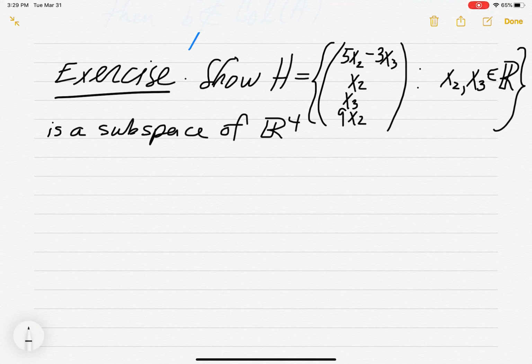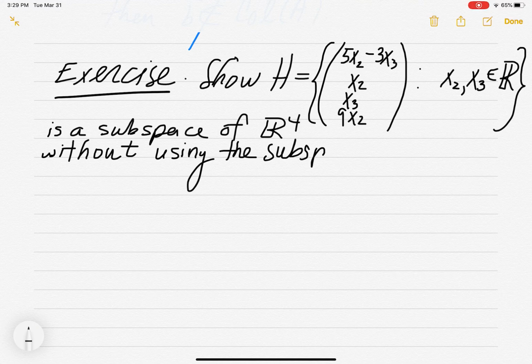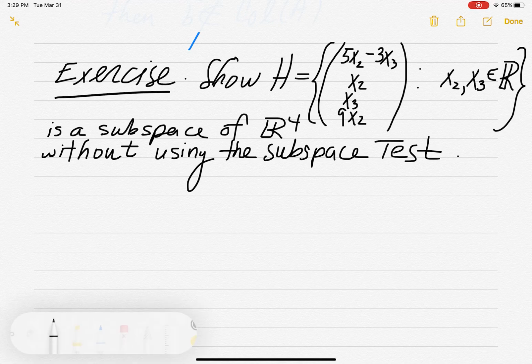Without using the subspace test. This is not writing without using the subspace test. So remember the subspace test: you have to show the zero vector is in there, you have to show a sum of two arbitrary vectors from the set is in there, and to show that scalar multiples are in there. So I'm not going to use that.